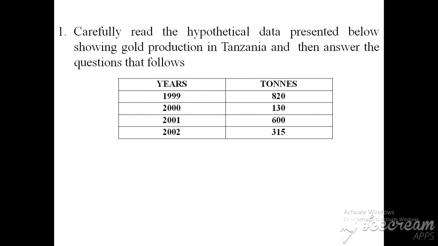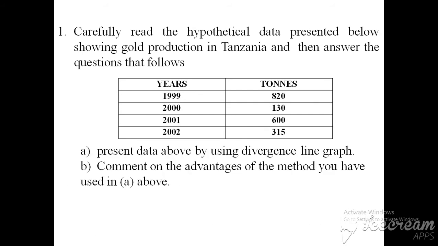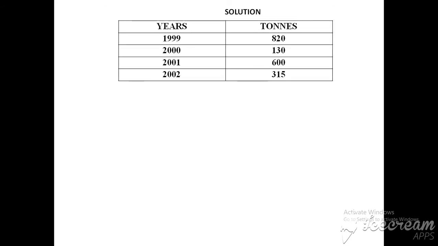So you are told to present the data above by using a divergence line graph and also comment on the advantages of the method you have used. As we go to solution, so the table there, we are going to construct a divergence line graph.